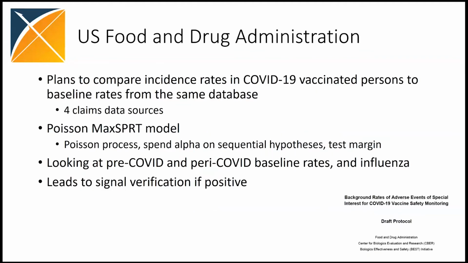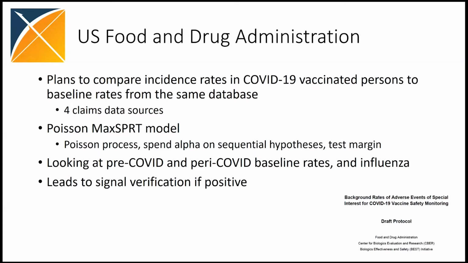The US Food and Drug Administration is going to compare incidence rates in the vaccinated persons to baseline rates from the same database. They have 4 claims data sources identified. They're using mostly something called Poisson MaxSPRT, which treats this as a Poisson process, which just means that these things come up randomly at low rates. And the algorithm, when you're looking at vaccination, data are accumulating as we go. We just started vaccinating, so we want to keep checking and see: is there, say, acute myocardial infarction? Is AMI coming up now? Is it coming up now? Is it coming up now? As the months go by.